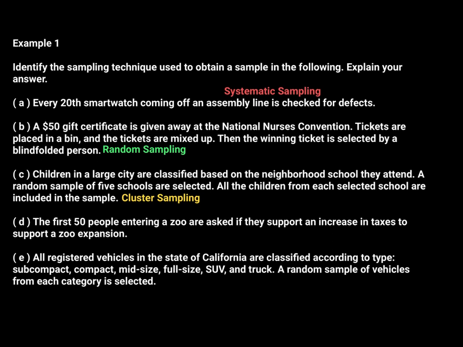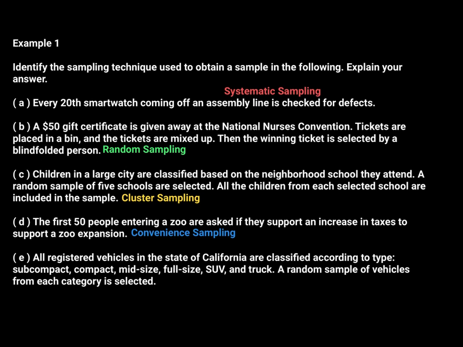The first 50 people entering a zoo are asked if they support an increase in taxes to support a zoo expansion. Okay, this one is definitely convenience sampling because the sample is selected by just picking data that's easily obtained. I mean, you want to collect data about the zoo, so of course just get the people that are exiting the zoo or entering a zoo, right?